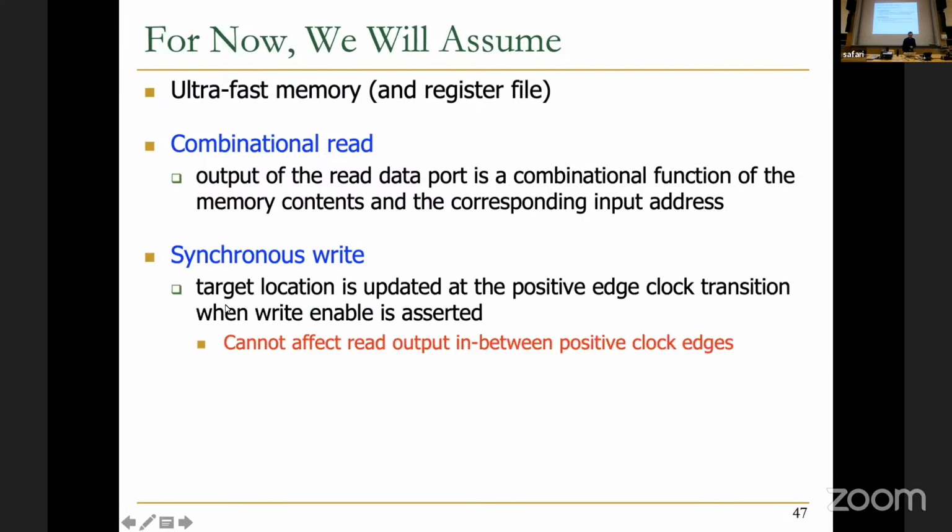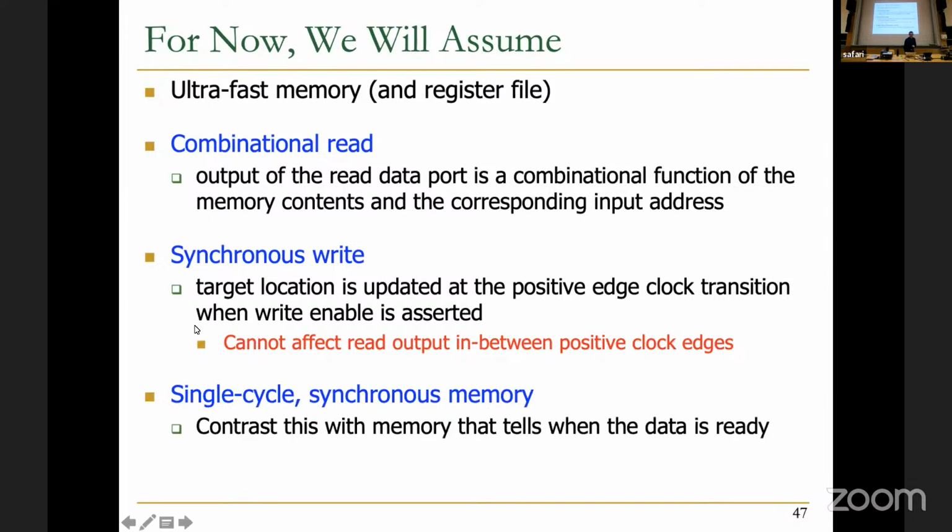We're going to assume synchronous writes, meaning the target location is updated at the positive edge clock transition when write enable is asserted. And again, this is what we have seen in sequential logic, right? Memory gets updated at the positive edge of the clock, which means that you cannot affect read output in between positive clock edges. So you have the full clock cycle to actually use the output coming from the memory. Okay. So there's single cycle synchronous memory. That's what we're going to assume.